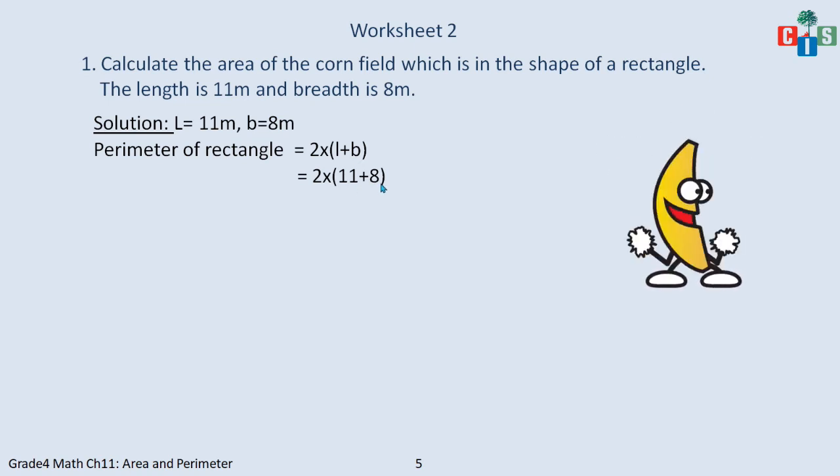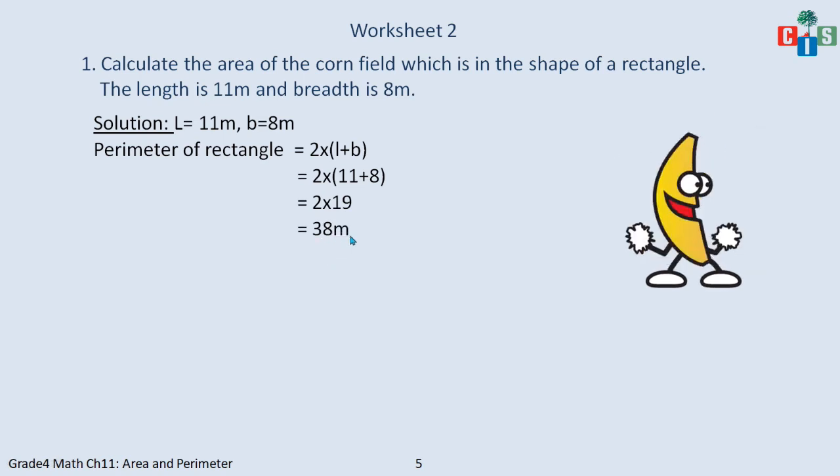Write it properly. Now the first thing you will do is calculate the thing which is in the bracket. You will not multiply 2 multiplied by 11. The thing which is in the bracket will be done first. So 11 plus 8 is 19. So 2 multiplied by 19 will give me 38 meter. Now be very specific, it is meter, and hence it is a perimeter, or perimeter is a length, so the unit will be meter only.